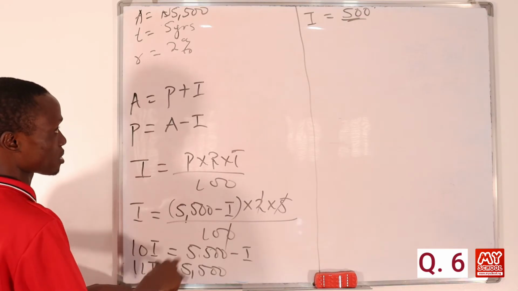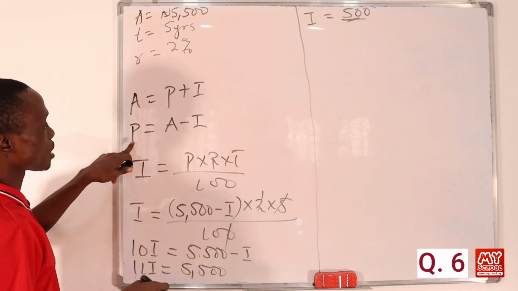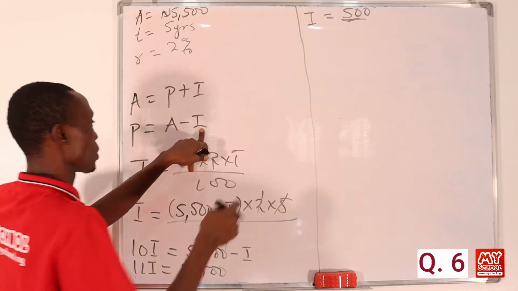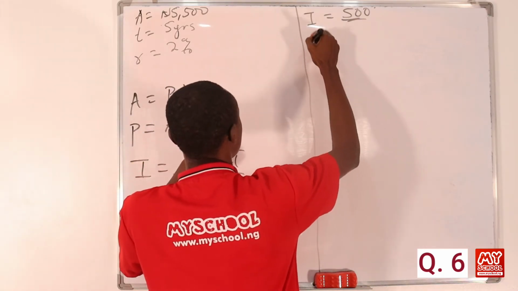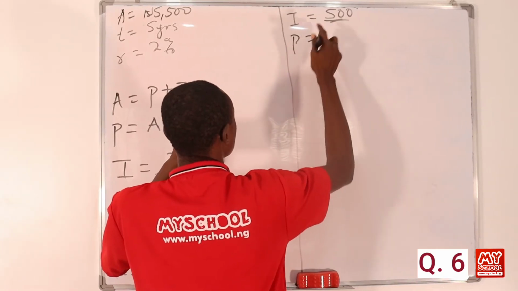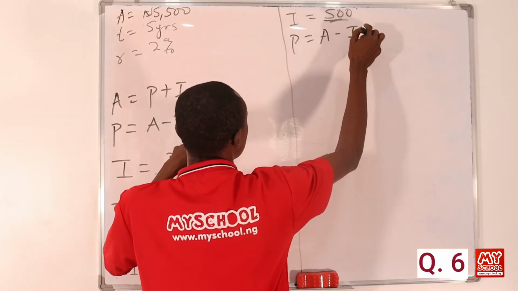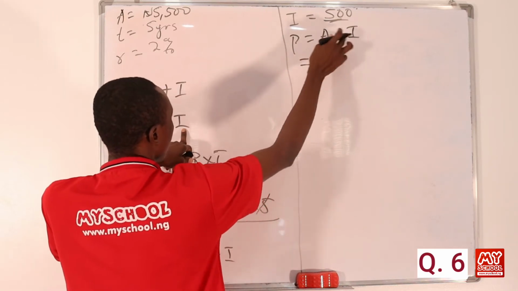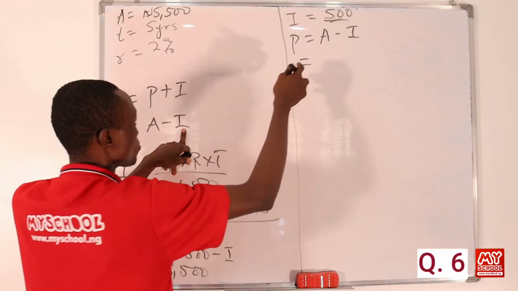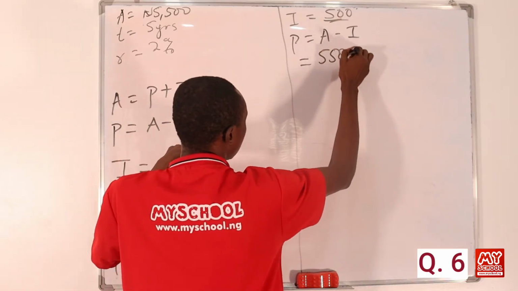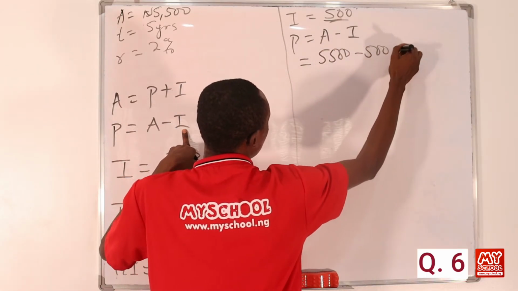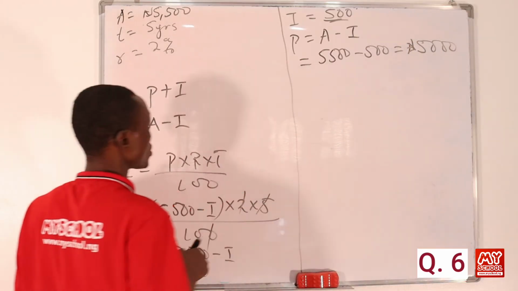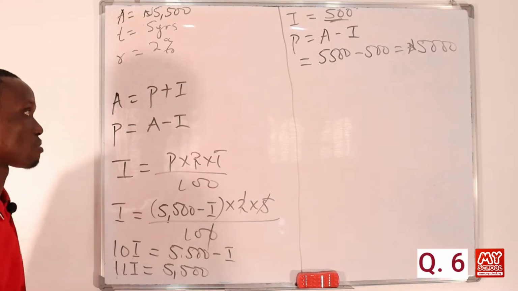But remember that I there stands for interest. But remember that we said let our principal be P, to be equals to A minus I. So if our principal is equals to A minus I, now that we have calculated for the value of I, since we are looking for our principal, we just put in this value for A and I to get our principal, which is 5,500 minus 500, and that will be equals to 5,000 naira. So the principal is actually equals to 5,000 naira.